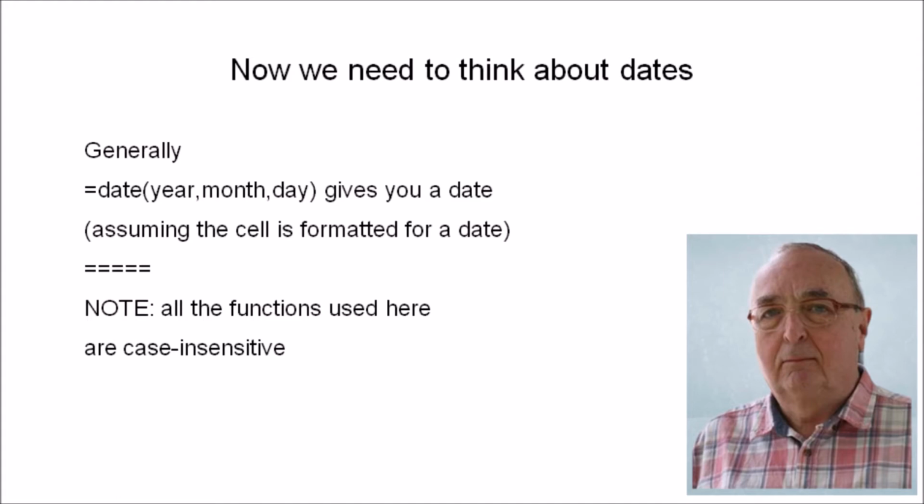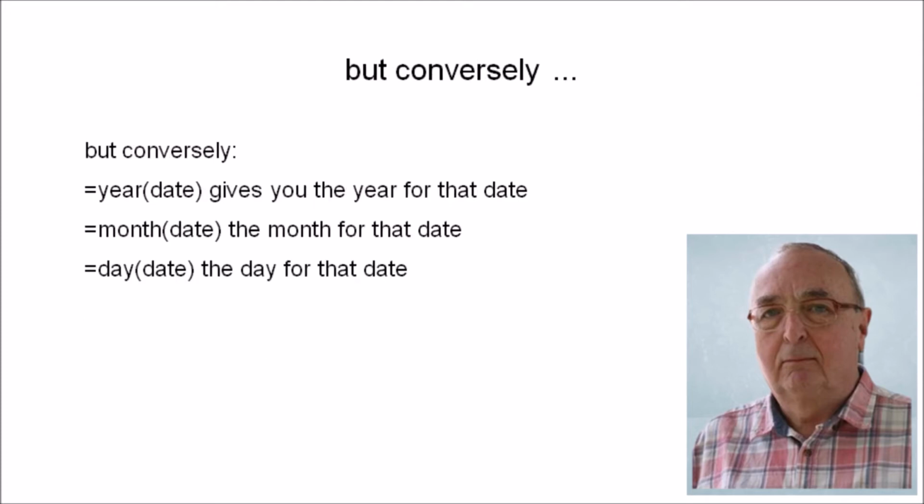In Google Sheets, just like in Excel, you can construct a date from the formula =DATE(year, month, day). So, for example, =DATE(1954, 08, 13) will give you the date of the 13th of August, 1954. If it doesn't work, or doesn't seem to work, make sure that the cell is formatted for a date in the appropriate format. And also note that all of the functions used here in this video are case insensitive. It doesn't matter whether they're lowercase or uppercase.